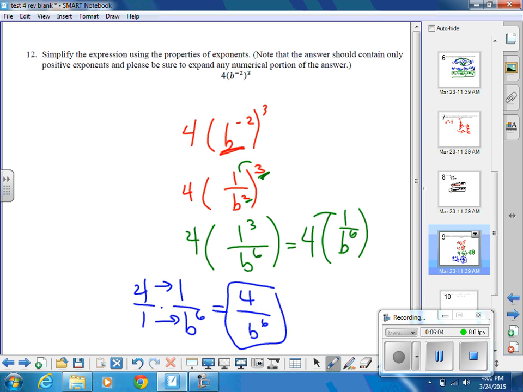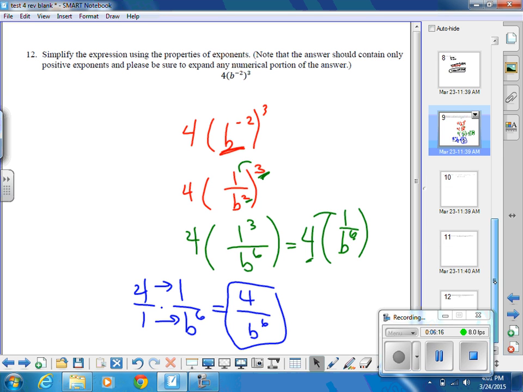Don't make it more complicated than it is. I had some students saying, oh, is that 4 over b to the 24th? No. We don't want to multiply this 4 with this exponent. Okay, leave that alone. What I circled is the final answer. Alright.